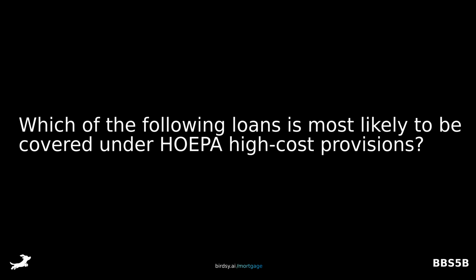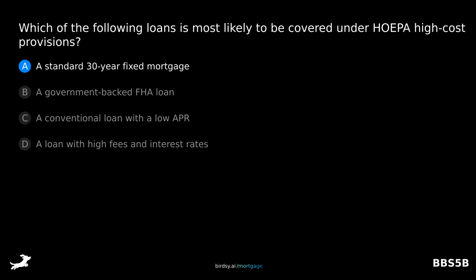Which of the following loans is most likely to be covered under HOEPA high-cost provisions? Is it A, a standard 30-year fixed mortgage, B, a government-backed FHA loan, C, a conventional loan with a low APR, or D, a loan with high fees and interest rates? The answer is D, a loan with high fees and interest rates.